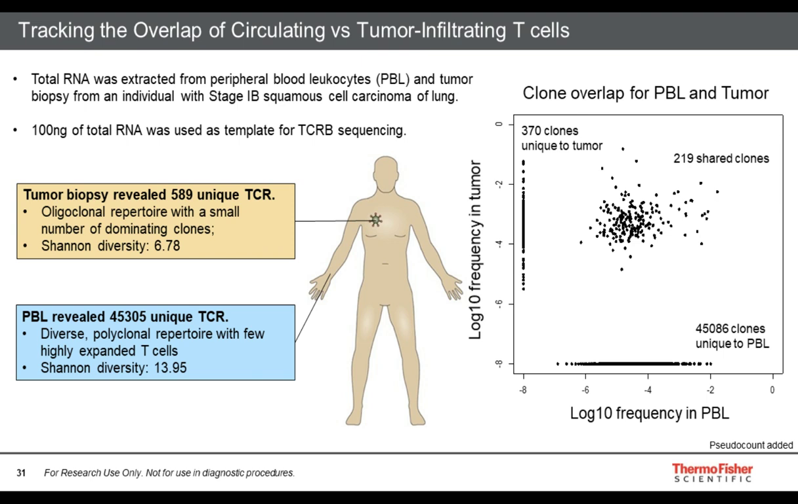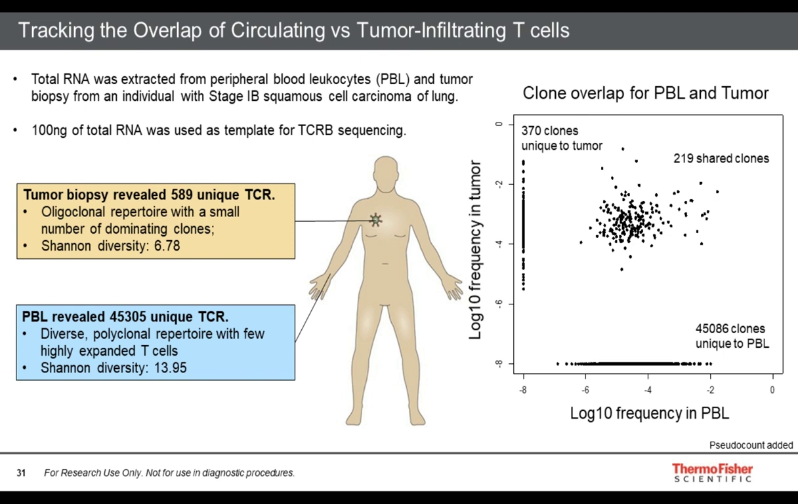But first, before stepping into the example, I wanted to share a study that we did comparing the repertoire seen in the tumor microenvironment and that seen in peripheral blood. So in this study, we took RNA from peripheral blood leukocytes and RNA from a lung tumor in a single individual. And we ran them both through the TCR beta long read assay, and compared the repertoires that we saw with each other. So that's what's shown on the right, the comparison between the repertoires, and on the left we see a summary of what was seen within each.